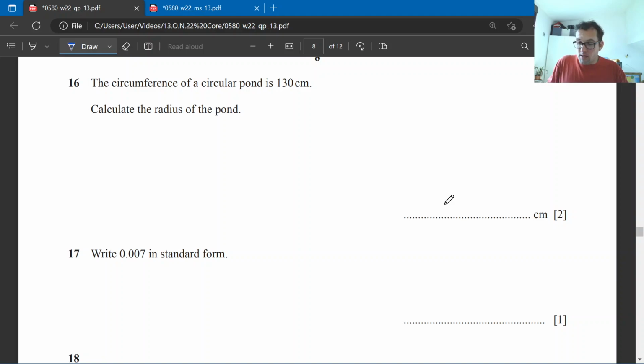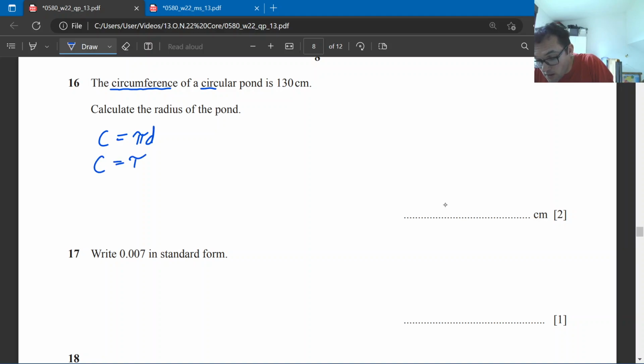Right, question 16. Write down the formula for the circumference of a circle. Okay, what is it? C equals, not pi r squared, that's area, pi d, or C equals 2 pi r, of course. Okay, again, tattoo this on your forehead.